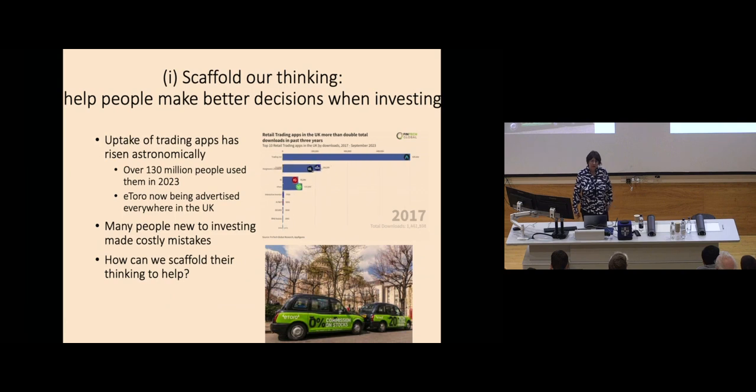We've been working the last few years in investing. And during COVID, many people had a lot of time on their hands, and they decided that perhaps they would like to make a bit of money. So the uptake of trading apps was astronomical. Over 130 million people used them in 2023.